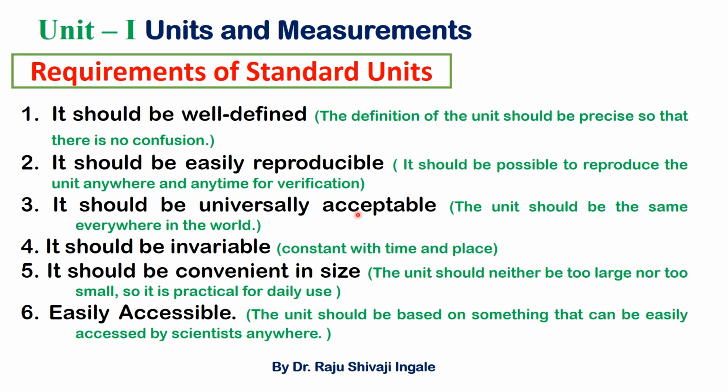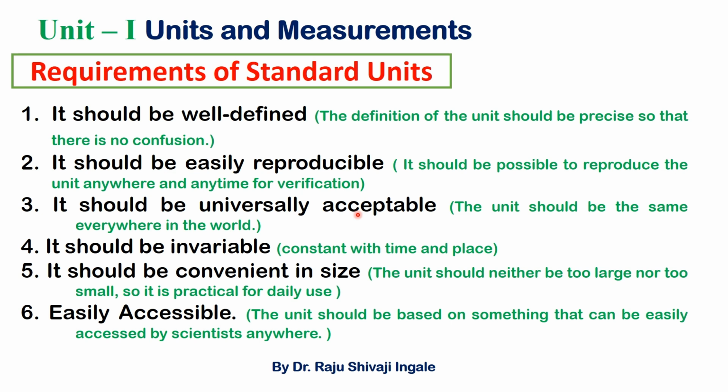So there are some requirements of standard units. First, it should be well defined. That means a unit must be precisely defined so that there is no confusion between people or any ambiguity. For example, the meter was earlier defined as the distance between two marks on a platinum iridium rod. But that bar could expand or contract due to temperature. Now it is defined more precisely as the distance traveled by light in vacuum. So what is the advantage of this? Anyone can understand and anyone can use the definition without any doubt.